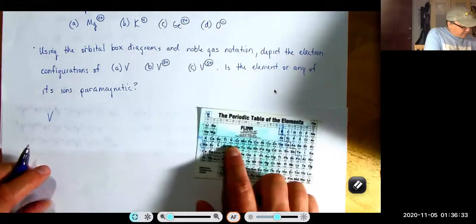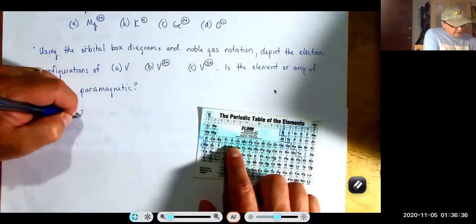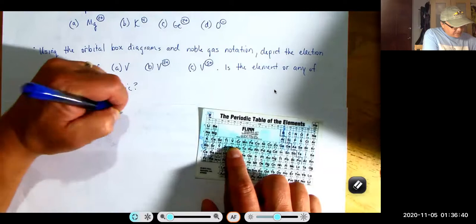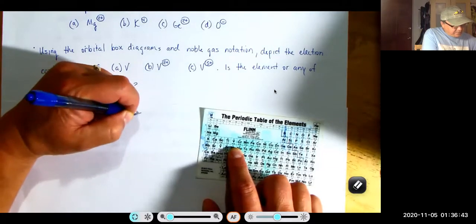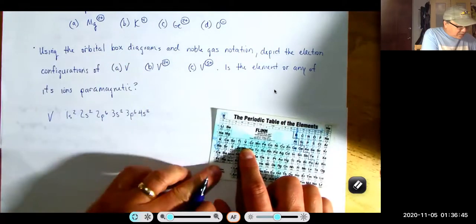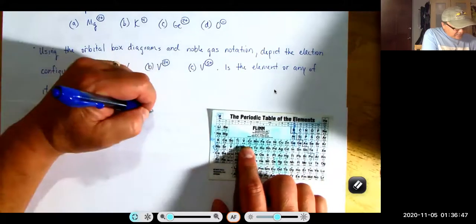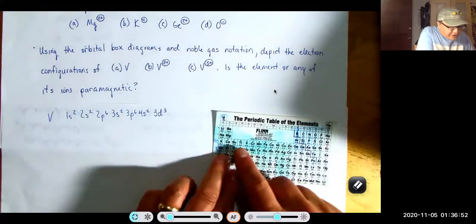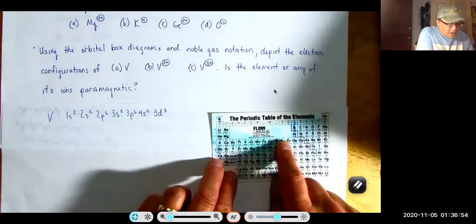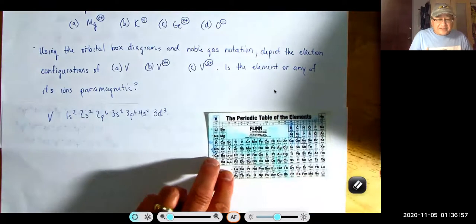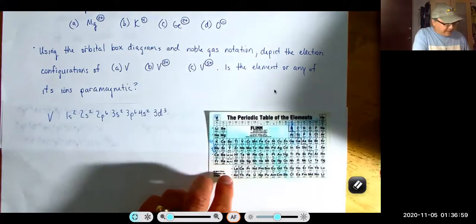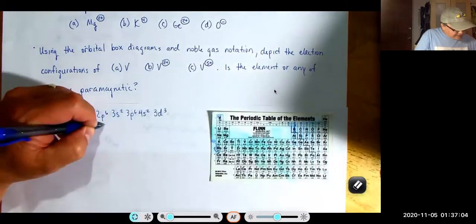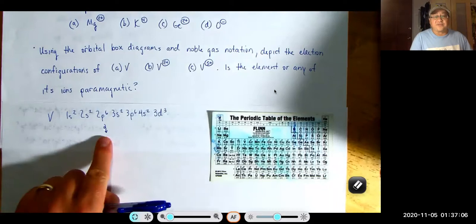So that's going to be 1s2, 2s2, 2p6, 3s2, 3p6, 4s2, and then 1, 2, 3, 3d3. So remember, this first row in the D block is a 3d, not a 4d, even though it's in the 4th period. I'm going to rearrange it, and this is the little thing I do for rearrangement. It's a little pigtail.